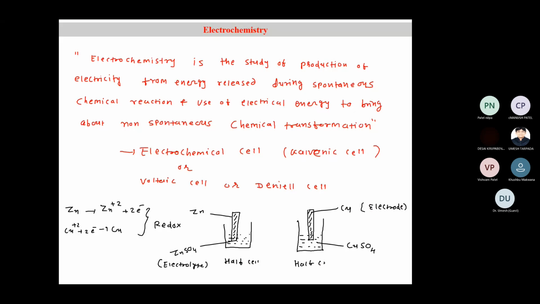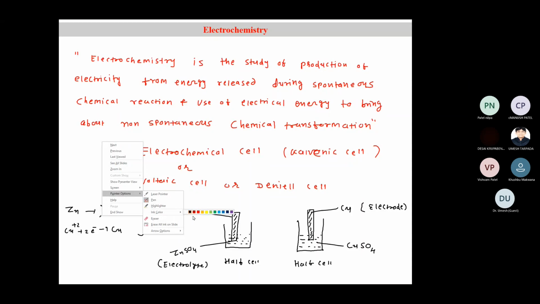The definition of electrolyte is an aqueous solution which conducts electricity. The metal strip is called electrode, which is deep into the electrolyte. The combined assembly having electrolyte as well as electrode is called half cell. And if you combine two half cells using a salt bridge, then you will get a complete cell.